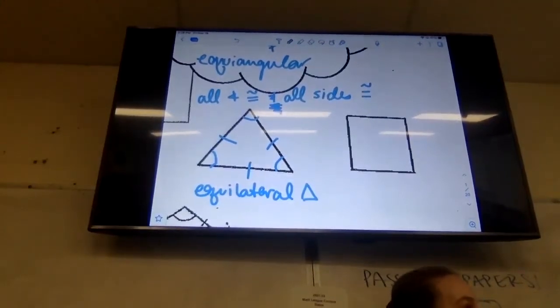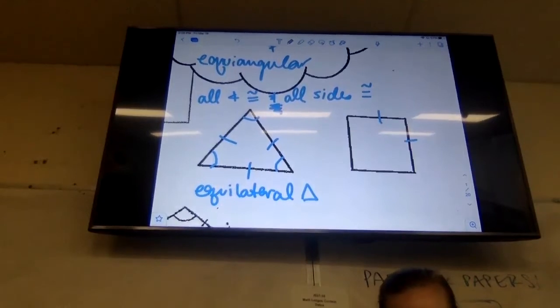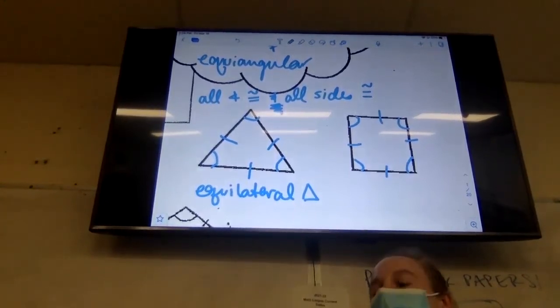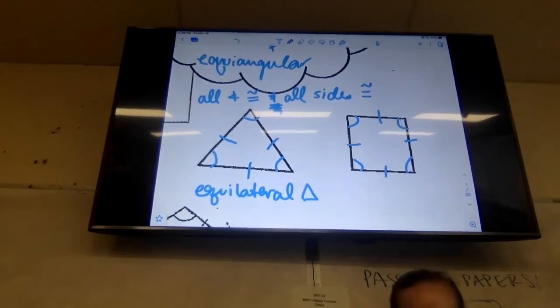You could also do it with a quadrilateral. It's easier to say than equiangular. A quadrilateral where all my sides and all my angles are congruent. What do we call that? A square.